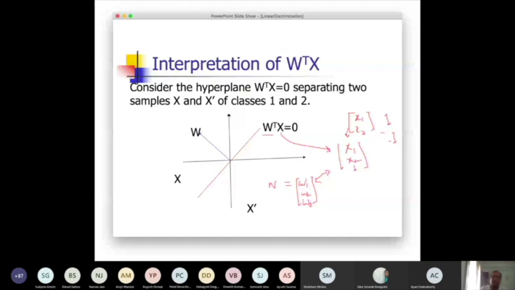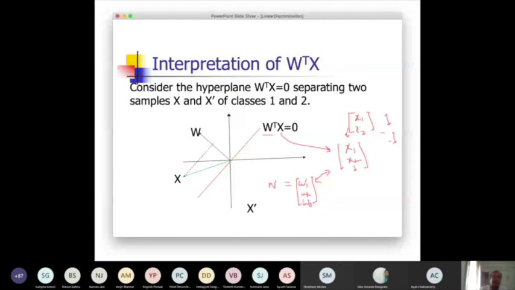Okay, so this is the interpretation: when you make a projection of X on W, that would give you the corresponding distance value. But no, it is not W. Projection means it is a unit vector. So you have to take the dot product of X with respect to the unit vector of W along this direction. Is it clear?